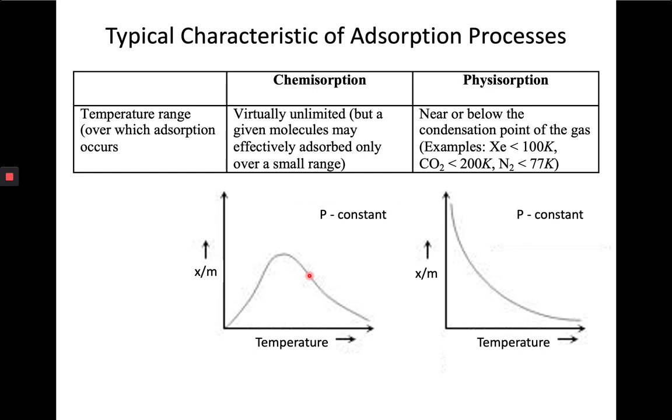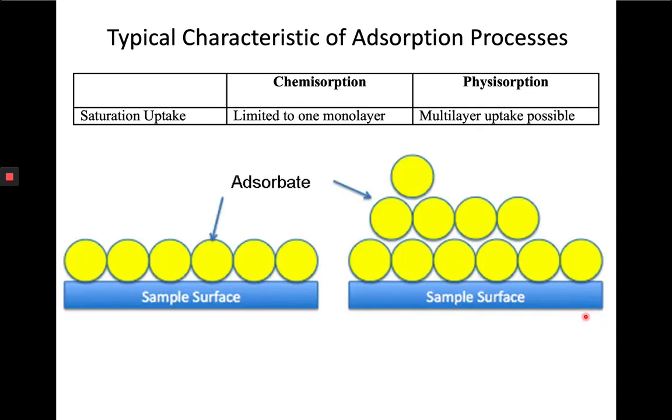For physisorption, the adsorption occurs near or below the condensation point of the gas, and the adsorption decreases with increase in temperature as shown in this figure. This is because with an increase in temperature, the adsorbed molecules have enough energy to overcome the weak van der Waals force of attraction. And the last, saturation uptake.